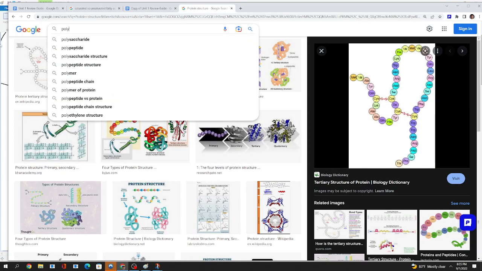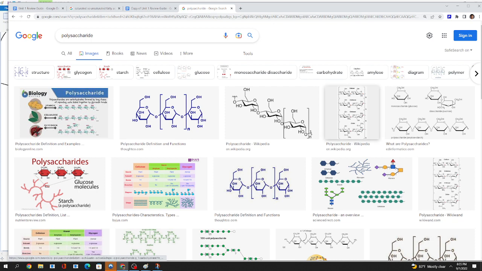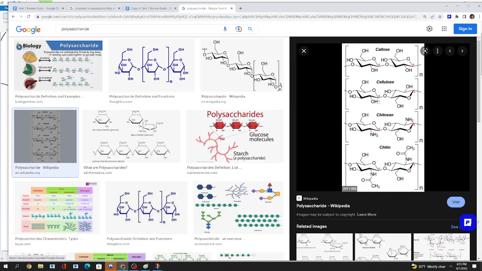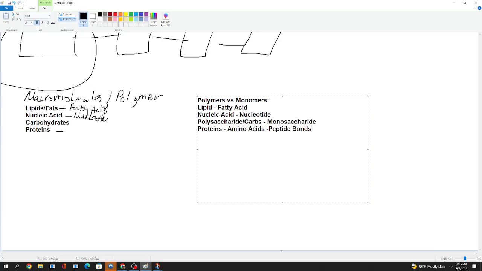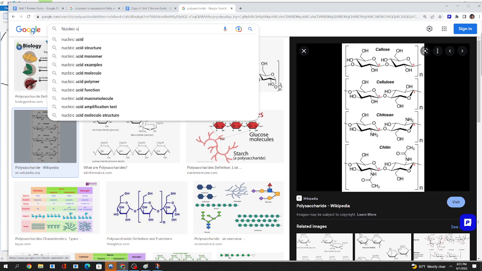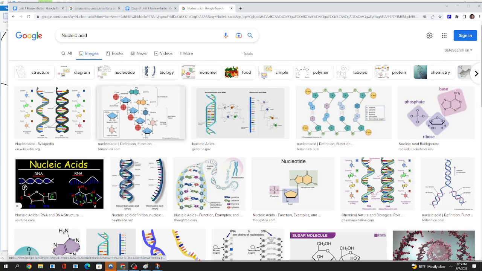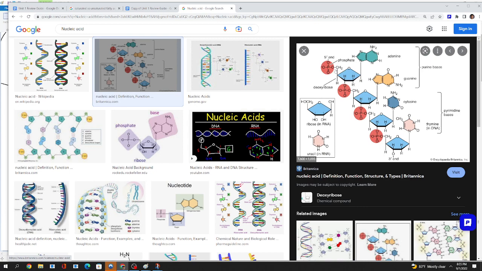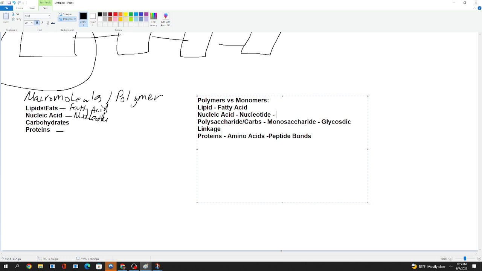Now, if I were to show you a polysaccharide, you see this little bridge right here, this O? That is called a glycosidic linkage. For nucleotides, or nucleic acid, you see these backbones right here? Those are called phosphodiester linkages. They're called linkages because they connect things.